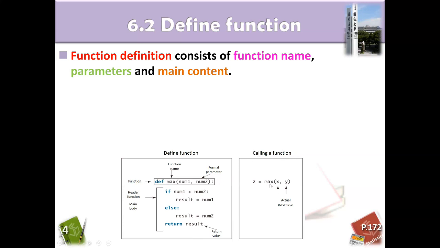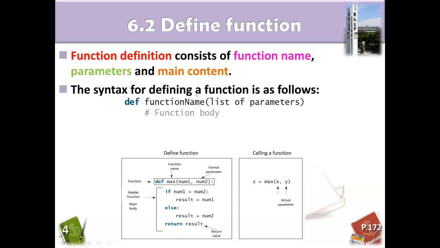For example, we use the function name, and we put the actual parameters, x and y, inside the parentheses. x will be equal to number 1, and y will be equal to number 2. So it will do the following: if number 1 is larger than number 2, then the result is number 1, else the result is number 2. No matter which one, it returns the result to the place where you call it. So we will get the larger result, and it will be assigned to z. So it's a function call.